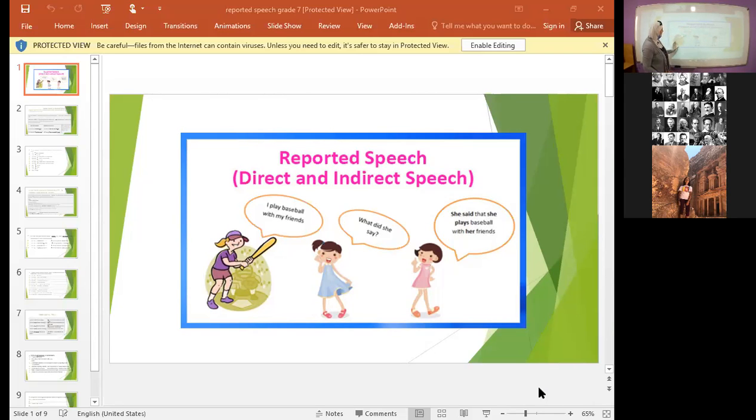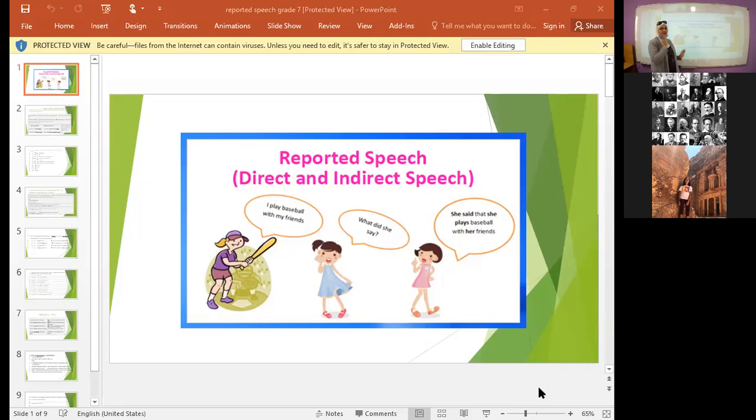Again, look at this girl. She's playing baseball. Is this baseball? Yes. She said, I play baseball with my friends. This girl says, what did she say? The person here said, you didn't hear her. Okay, I'll tell you. She said that she plays baseball with her friends. This is the idea of the reported speech.